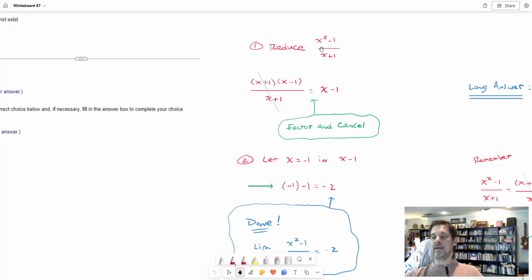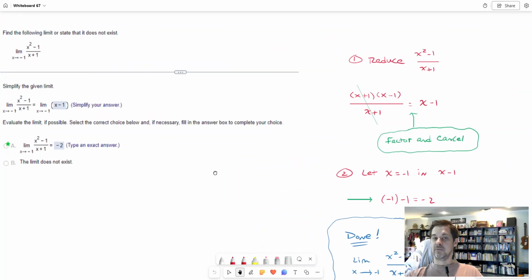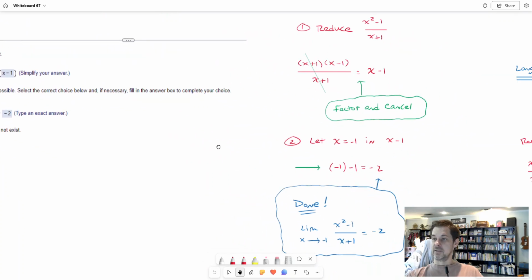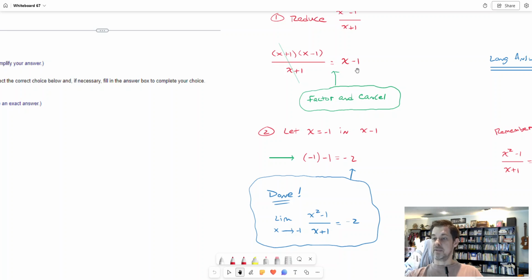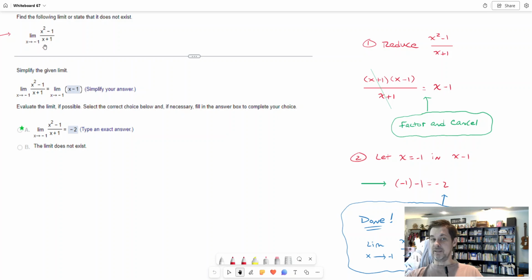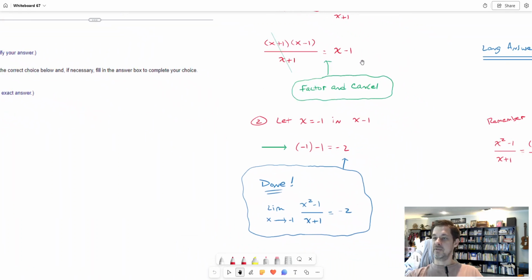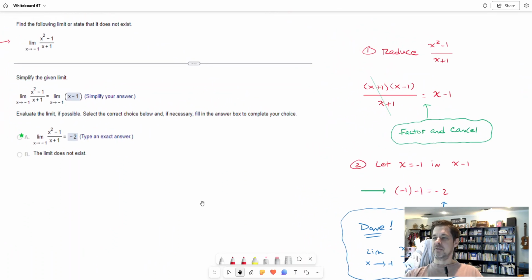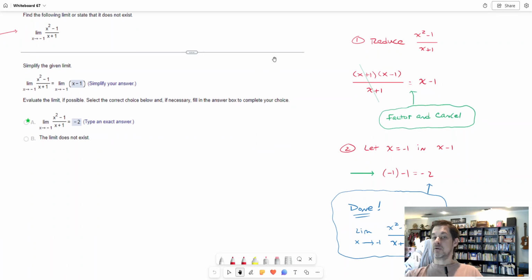So that's the reduced function. I appeared to be working with x squared minus 1 over x plus 1 when I started, but upon reducing it, it's just x minus 1. Now I'll let x be negative 1, which is the limiting value of x in that reduced function. And I get negative 1 minus 1 equals negative 2. And then we're done. Our conclusion: the limit as x goes to negative 1 of x squared minus 1 over x plus 1 is negative 2. Do you see how these answers have panned out according to my work?